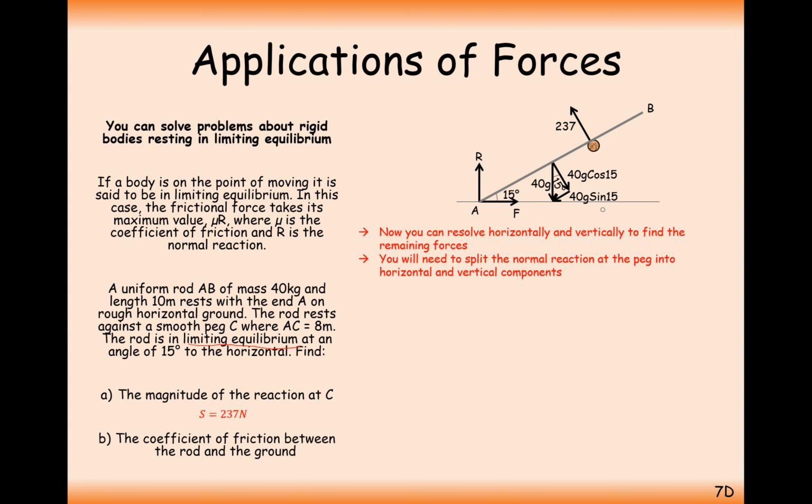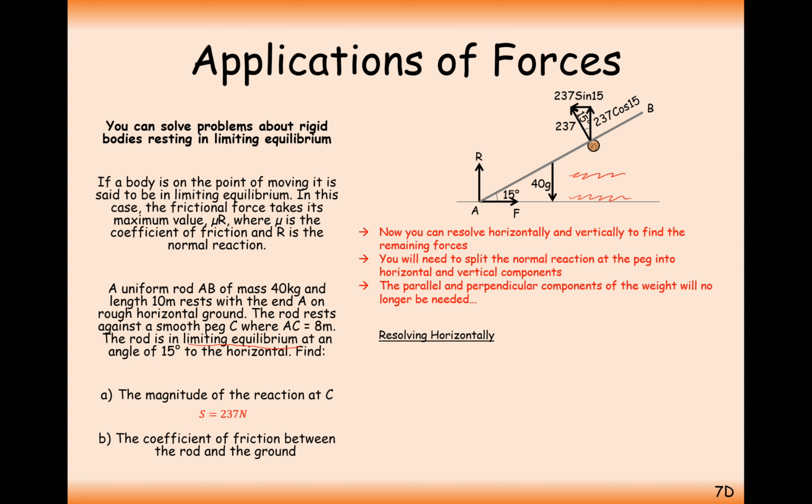So instead of resolving up the slope and perpendicular to the slope, we're actually going to change our focus now to being purely horizontal and purely vertical. So this 237 force here will need to be resolved itself. It's going to be an upwards force of 237 cos 15 and a horizontal force of 237 sine 15. And we're going to go back to the 40g force here and ignore that we've resolved this force here.